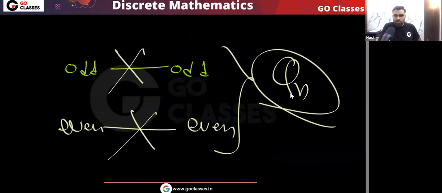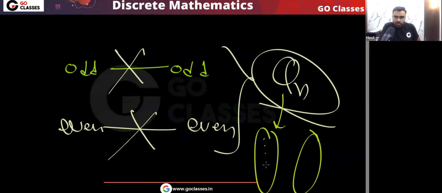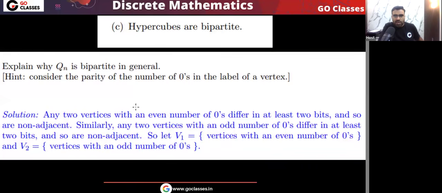That is the reason why for the hypercube graph you can create the bipartition. In one part you put even parity strings, in another part you put odd parity strings. You can easily see these are non-adjacent, and these are also non-adjacent. So this is the bipartition. So I can say this hypercube graph is a bipartite graph. I hope you understood. So we have seen hypercube graphs are bipartite.